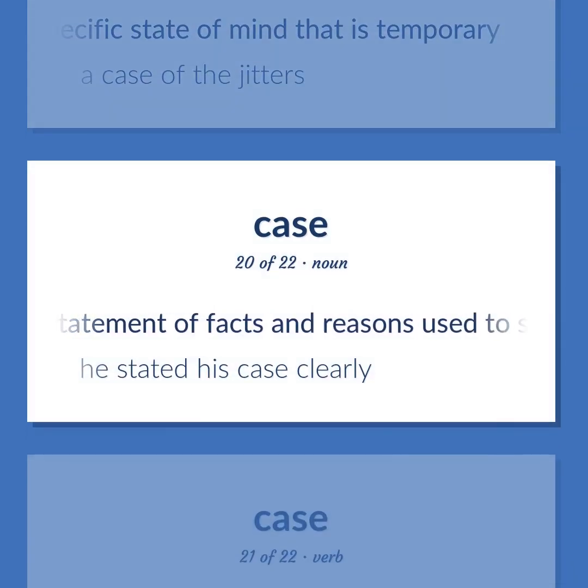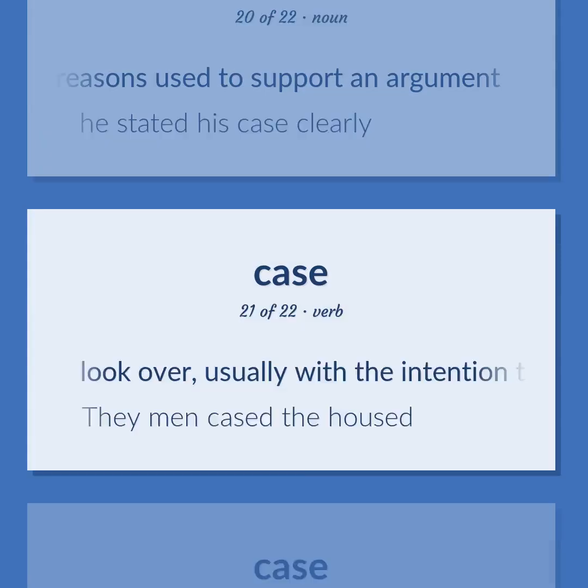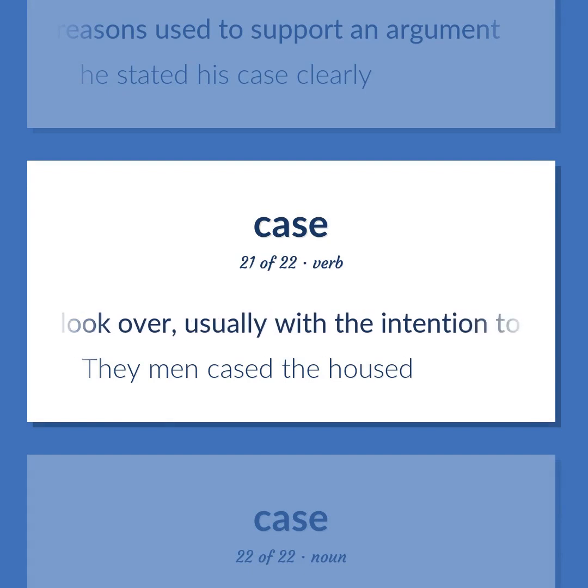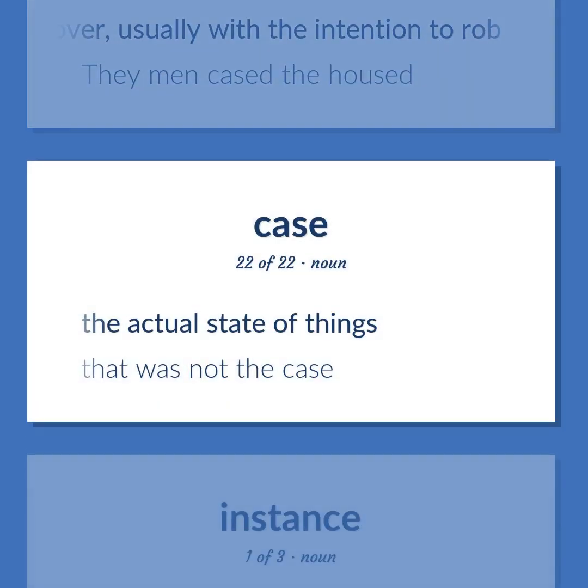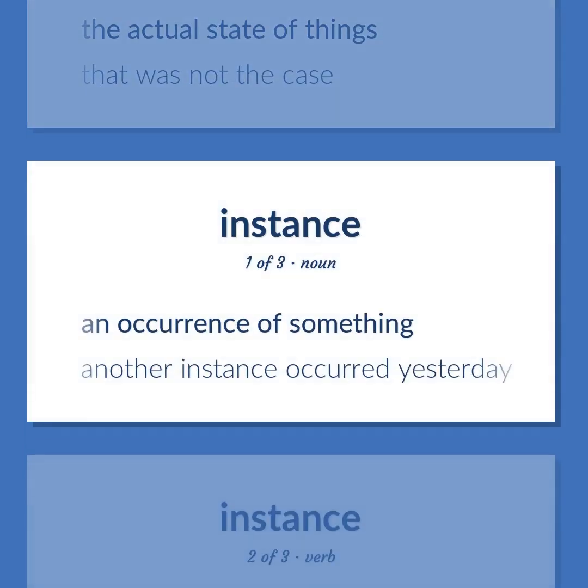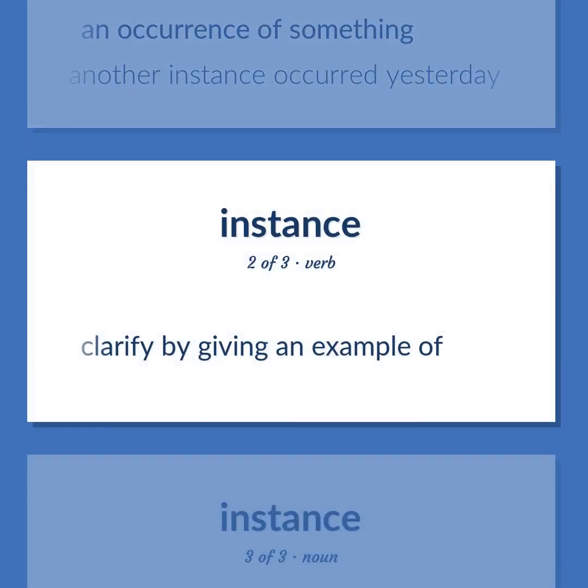A statement of facts and reasons used to support an argument. He stated his case clearly. Look over, usually with the intention to rob. The men cased the house. The actual state of things. That was not the case. An occurrence of something. Another instance occurred yesterday. Clarify by giving an example of.